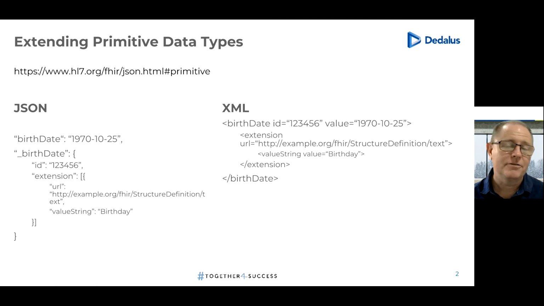The extension piece itself looks exactly the same as what we saw in the previous example, where we're extending the patient for interpreter required. So the only difference really is that underscore at the front. So it is pretty straightforward if you think about it. The XML representation doesn't need that underscore. We can use the element inside the birth date element there. So we can include the value, which is the birth date anyway. We include an ID for the birth date, and then inside that we can include the extension itself.